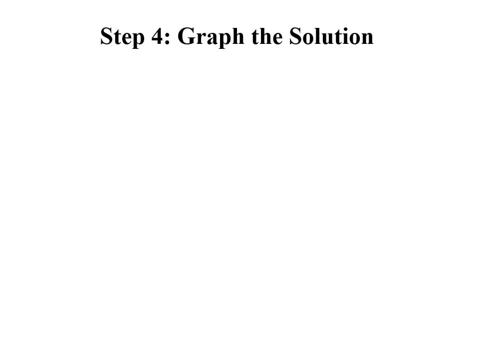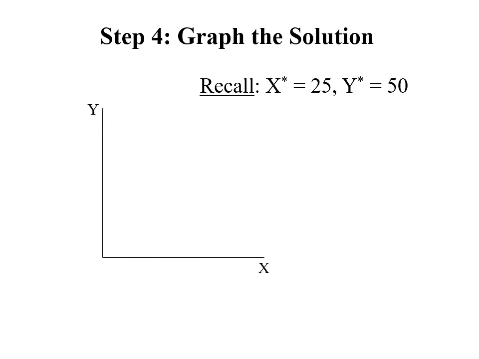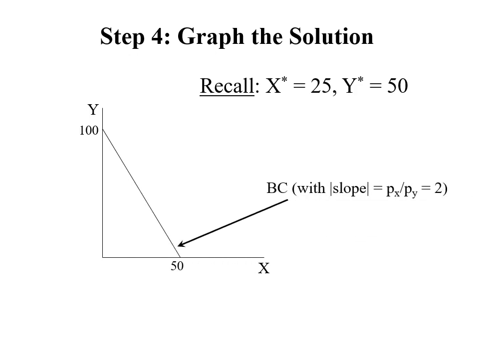And finally, let's go ahead and graph the solution. If you recall, we solved for the utility maximizing choice of x and y. X star was 25 and y star is 50. Let's draw the graph for x and y. We'll put in the budget constraint. Here's our label for it. Now let's draw in our indifference curve.